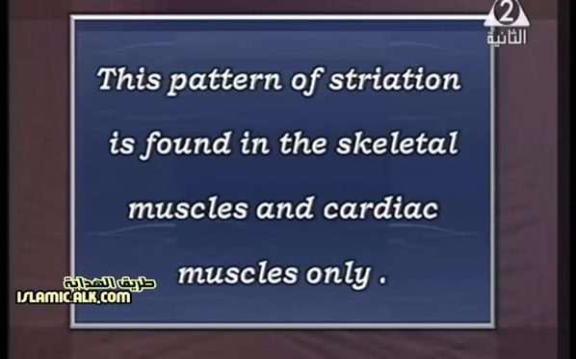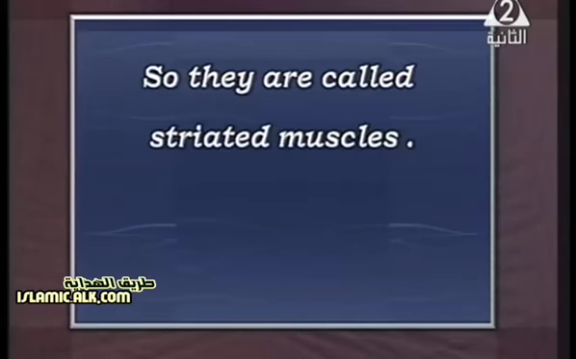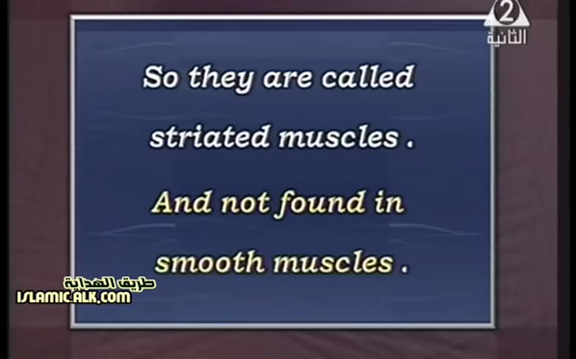Again, the form of striation appears in the skeletal muscles. I mean the muscle that attaches to your skeletal system, or the muscle that forms your heart. They are called striated muscle. While the other muscles inside your body are called smooth muscles, such as all muscles of the alimentary canal. They are smooth. They do not have any kind of striation. So they are called striated muscles here.